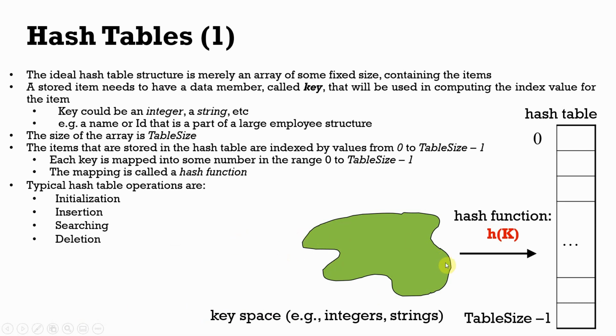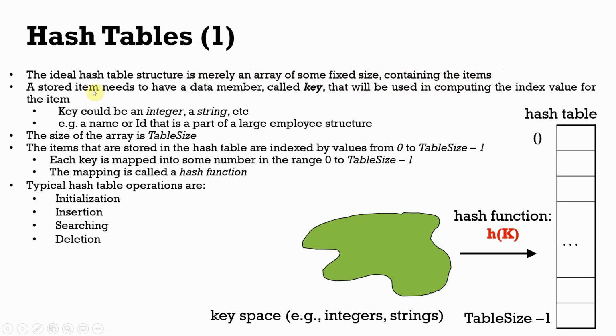So let's talk now about hash tables. The ideal hash table structure is merely an array of some fixed size containing the items. We'll see that it might also contain a pointer to the item, as we do in chaining. But for now, let's just see the hash table as an array of some fixed size that contains items.